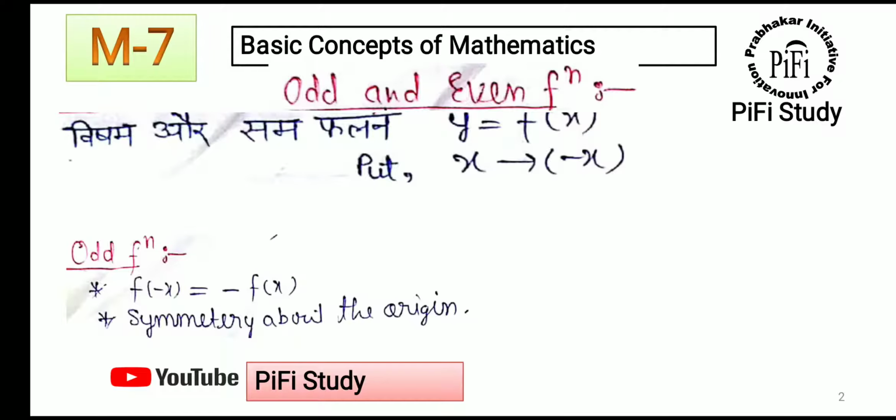Sometimes people remember the odd function like this: if the sum of f(x) plus f(minus x) is equal to 0, then this is an odd function. So both are the same. Like in the odd function, f(minus x) is equal to minus f(x), and if you take f(x) to the left side, then this becomes f(minus x) plus f(x) is equal to 0. So this is the odd function.